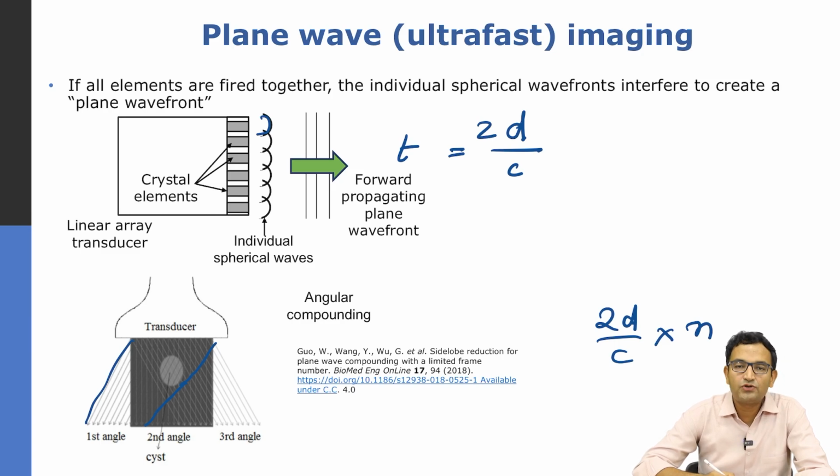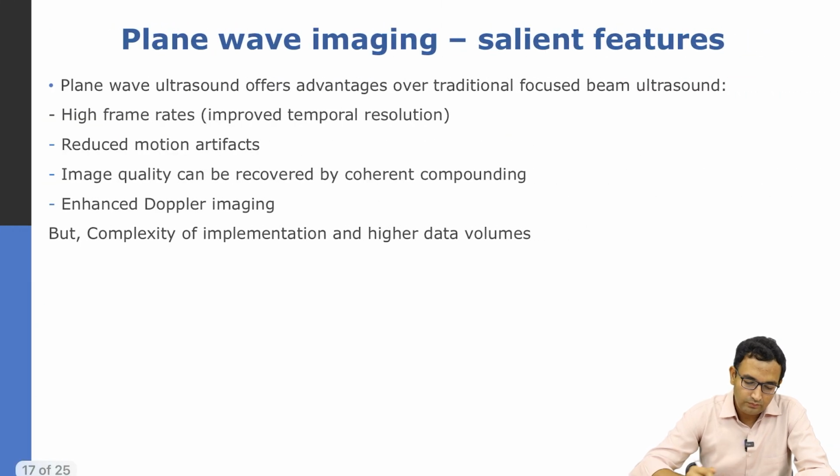Now, this image I have shown here, this angle looks extreme, something like firing at 30 degrees, but it turns out that in practice we use small angles, something like 5 degrees or 7 degrees. That is more practical and that also allows us to get a good lateral resolution. So, here are some salient features.